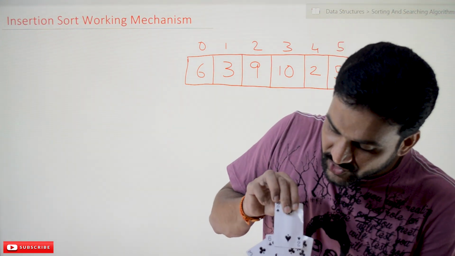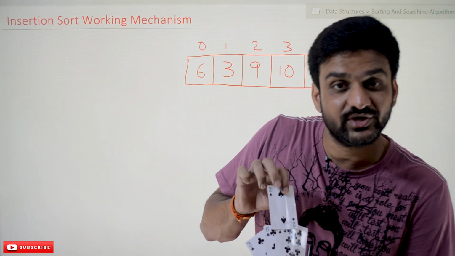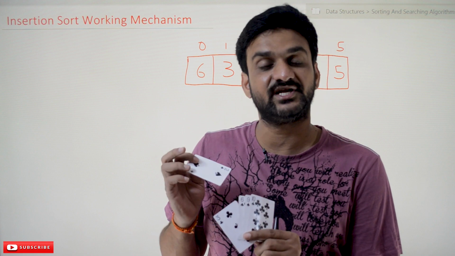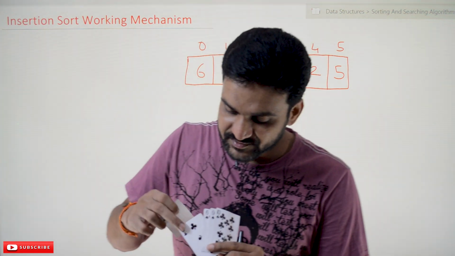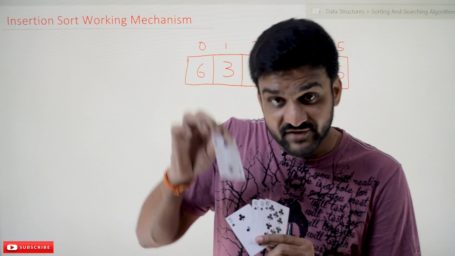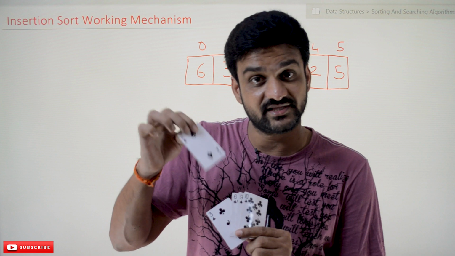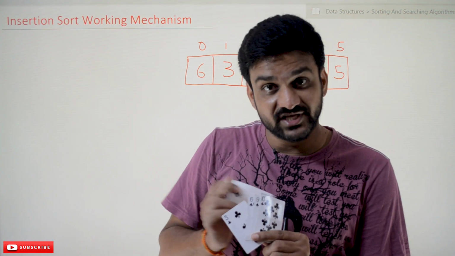Now again, is 6 greater than 2? Is it true? Yes, it is true. So what we are going to do? We are going to shift it a bit and make some space between 3 and 6, because there is a possibility this will get inserted in between. That is why I am shifting the cards.